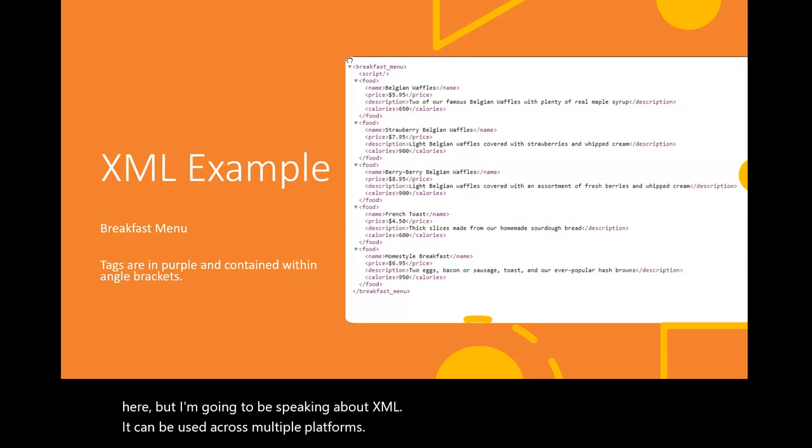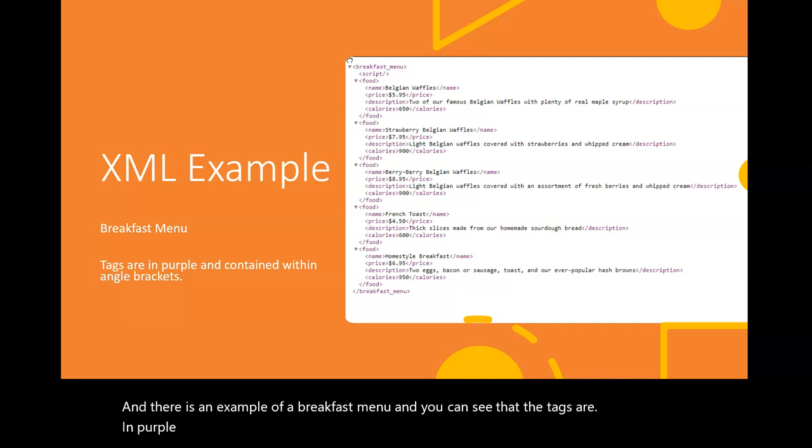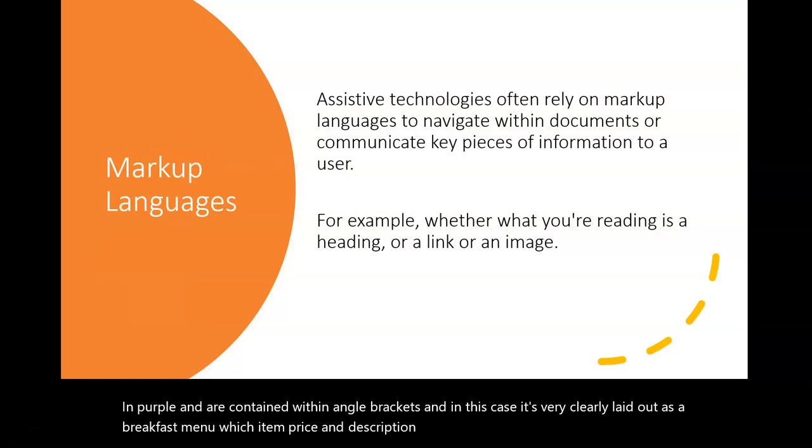There is an example of a breakfast menu, and you can see that the tags are in purple and are contained within angle brackets. In this case, it's very clearly laid out as a breakfast menu with item, price, description and calories.